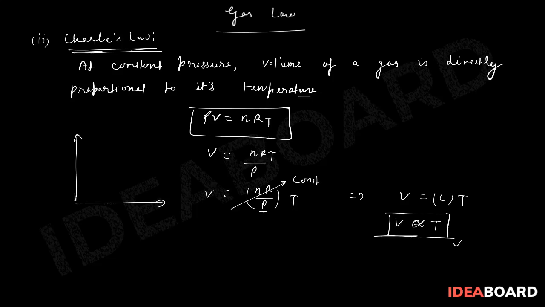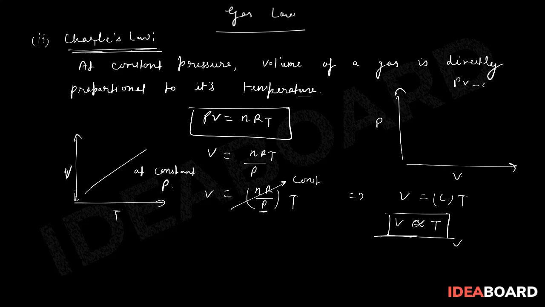If we wanted to draw the graph, this will be the graph. If we wanted to draw V and T at constant P, and of course in Boyle's law we said that P will be inversely proportional to V. That means PV is equal to constant was the relation, so it will be like this. Okay, so these are the graphs for Boyle's law and Charles law.